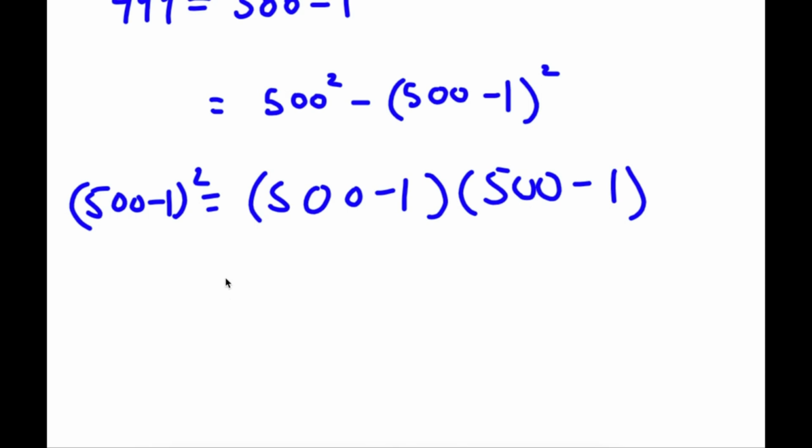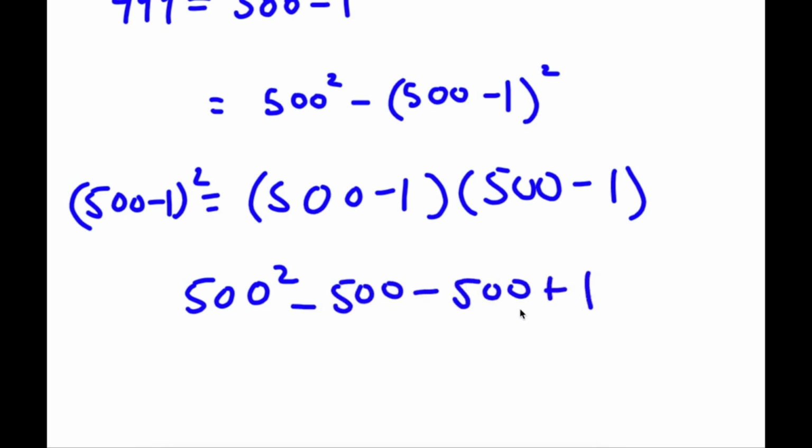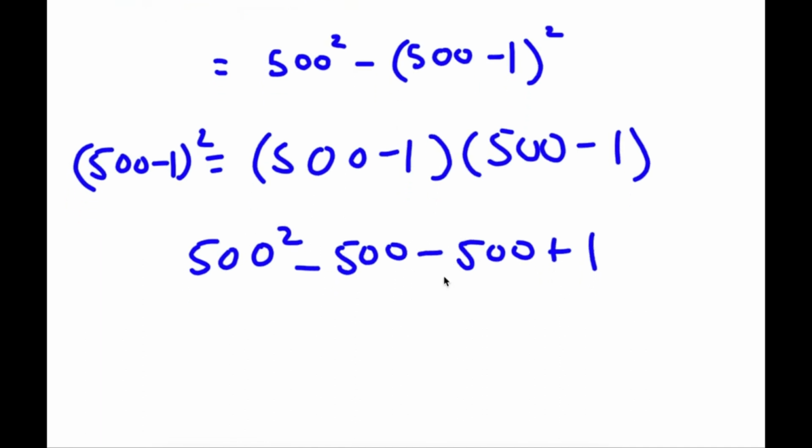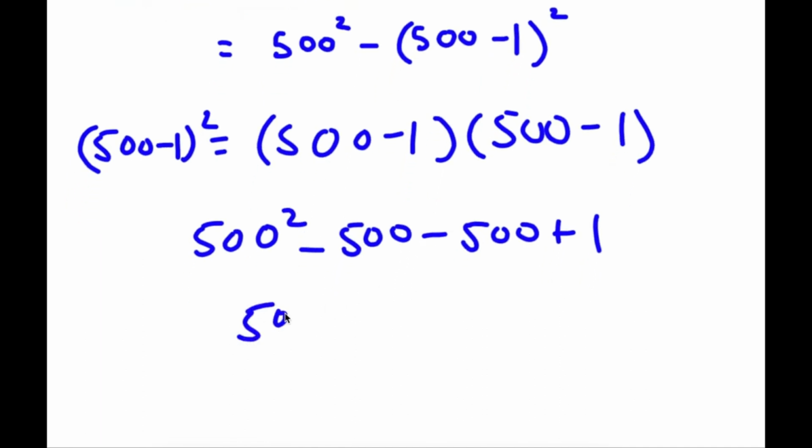So now I have 500 squared minus, 500 minus 500 plus 1. And negative 500 minus 500 is going to be negative 1,000. So I have 500 squared minus 1,000 plus 1.